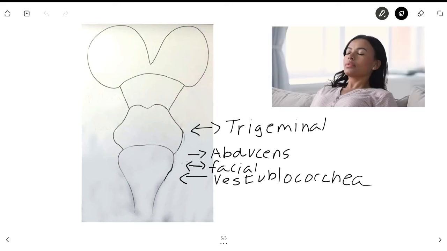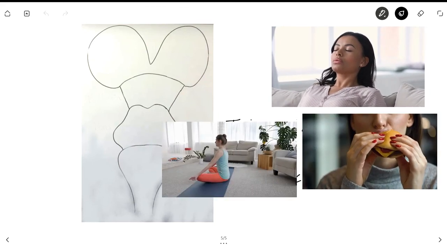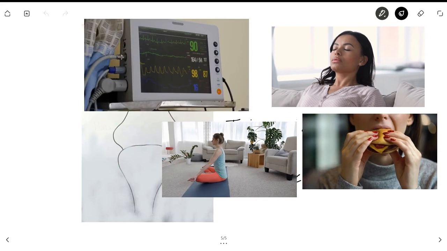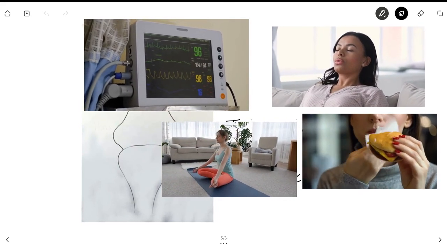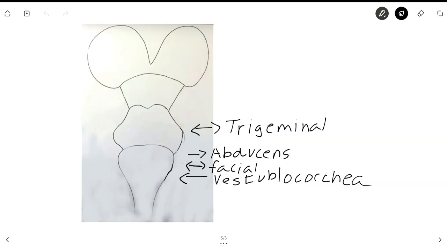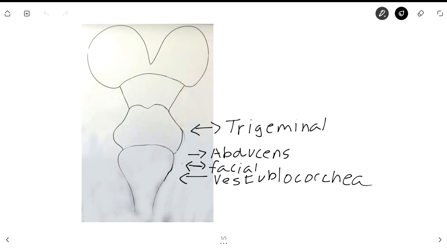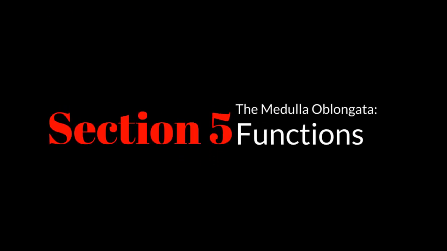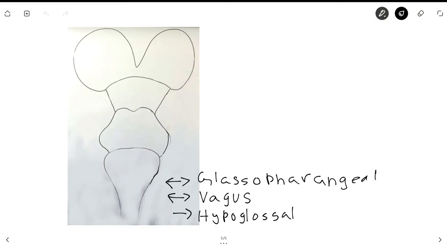Your pons also deals with respiration, swallowing, posture, and your cardiovascular activities like your heartbeats and your heart rhythms. So that was the pons in a nutshell. Now let's move on to the medulla oblongata.